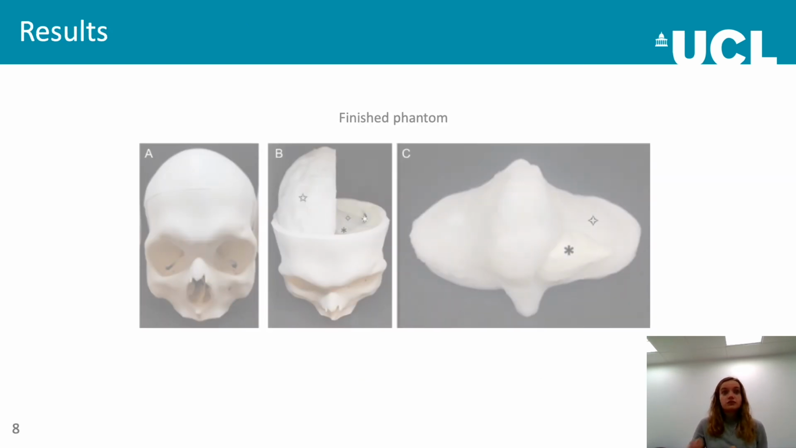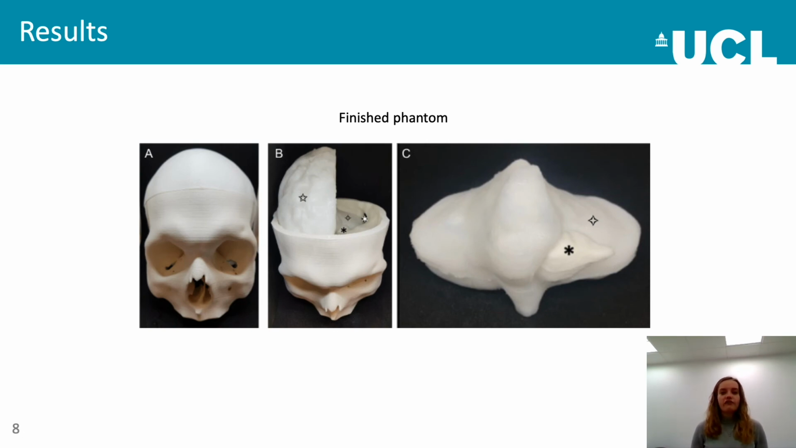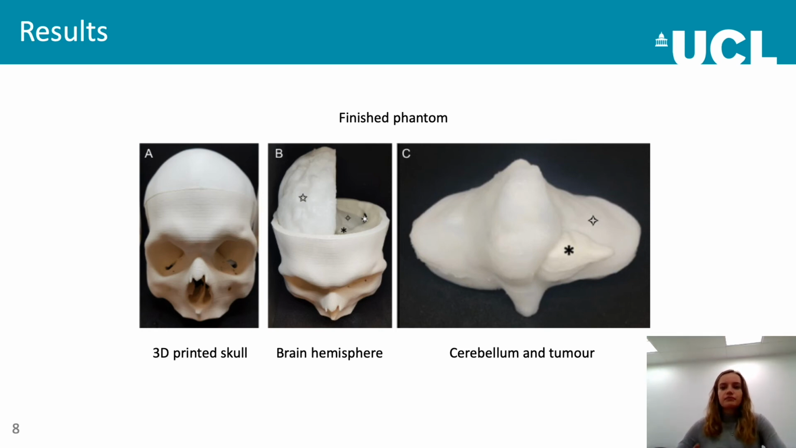We got some good results using the fabrication method. Here is a picture of the finished phantom. And in A, you can see the 3D printed skull, as I said, in PLA. In B, you can see one of the brain hemispheres made of PVA. And then in C is the PVA cerebellum and the tumour, which is marked by the asterisk. And hopefully you can make that out. The tumour is a slightly different colour to the rest of the cerebellum because it had to have different additives added to it so that the imaging properties of the tumour would be the same as they are in the patient, which is obviously different from the healthy surrounding tissue.